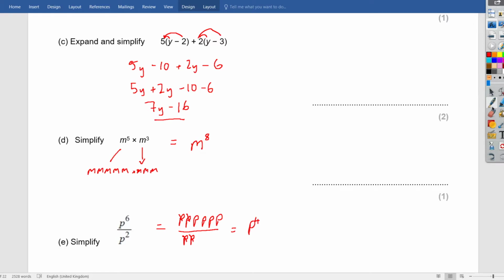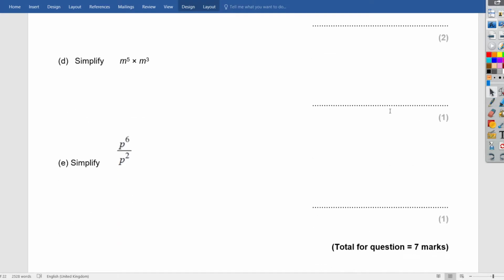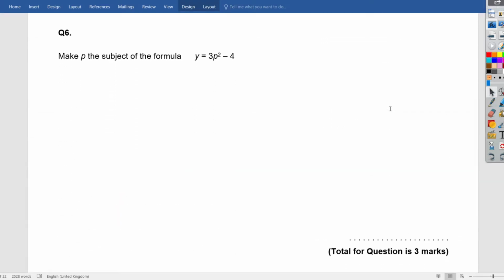Scroll down. Here it is. Now, making p the subject. At the moment, y is the subject. We have to make p the subject.